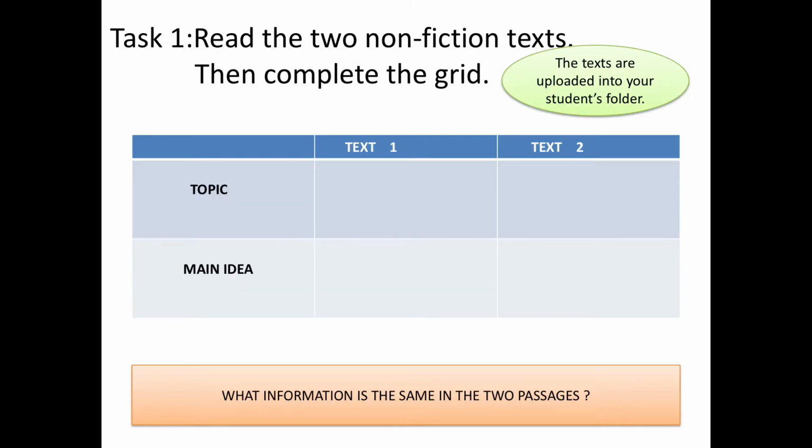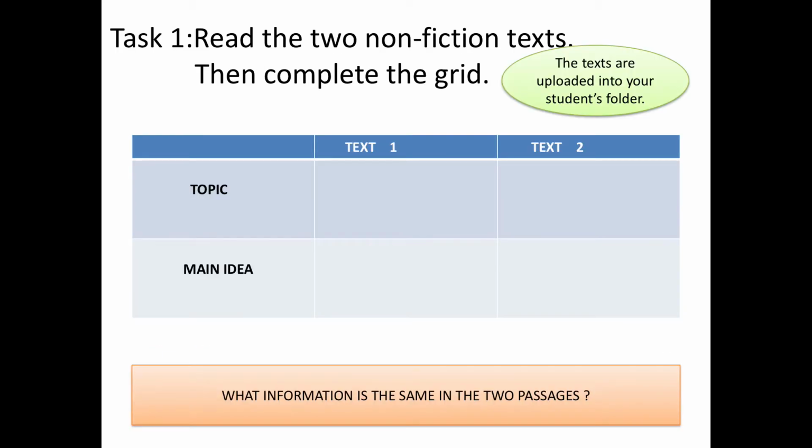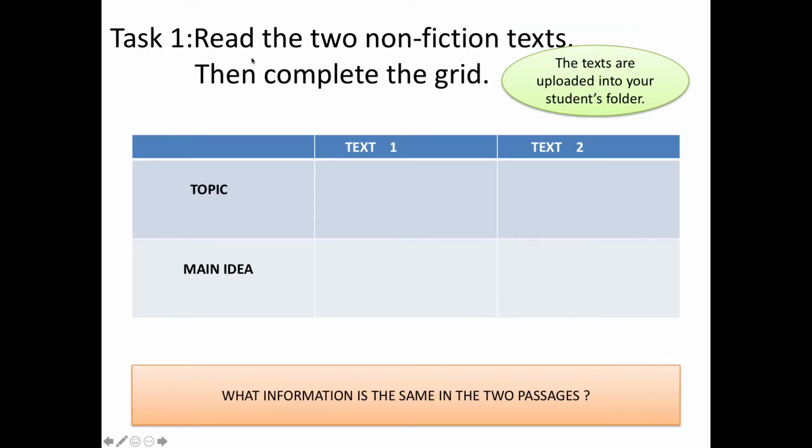Okay, so obviously in the exam itself, you're not looking at pictures, you're looking at text, but it's the same idea, finding things which are similar, finding things which are different. Okay, so these are in the Moodle. I'll bring them up in a bit. So I want you to very quickly read the two, text 1, text 2. What information is the same in the two passages?